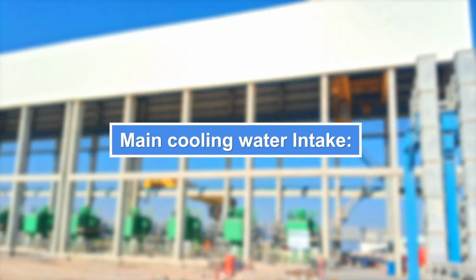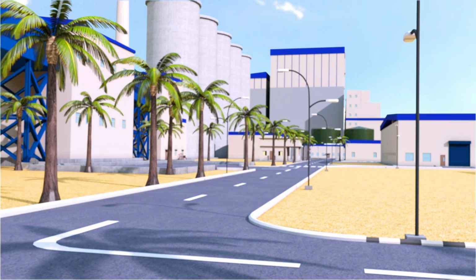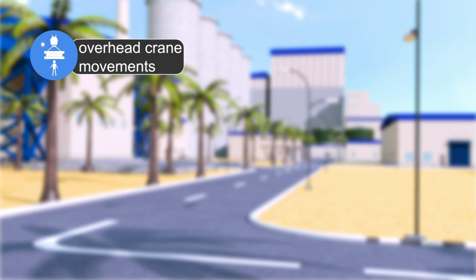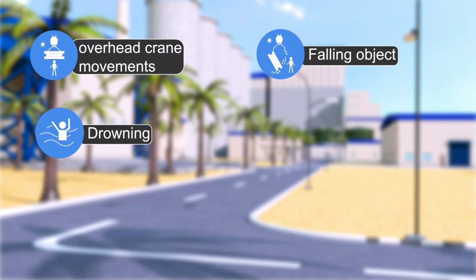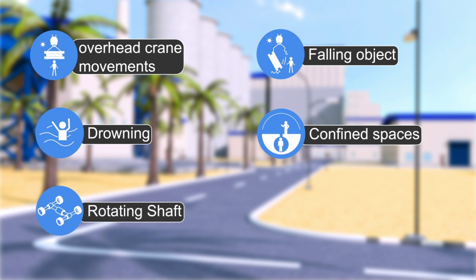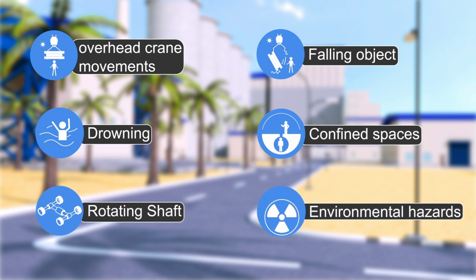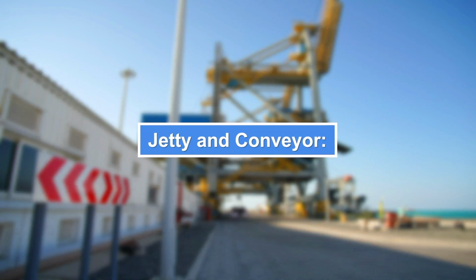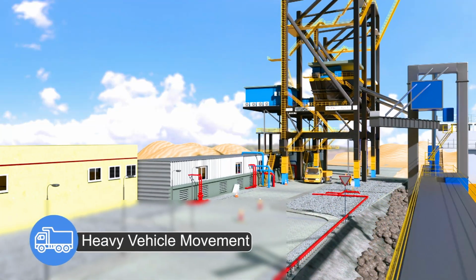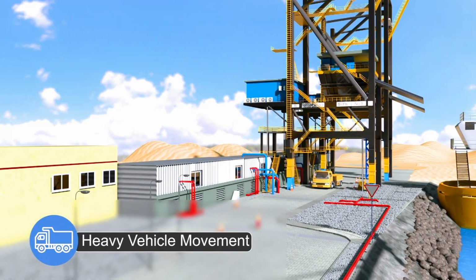Main cooling water intake. This area has typical risks like overhead crane movements, falling objects, drowning, confined spaces, rotating shafts, and environmental hazards. Jetty and conveyor. This area has heavy vehicle and ship movement, so caution must be taken.